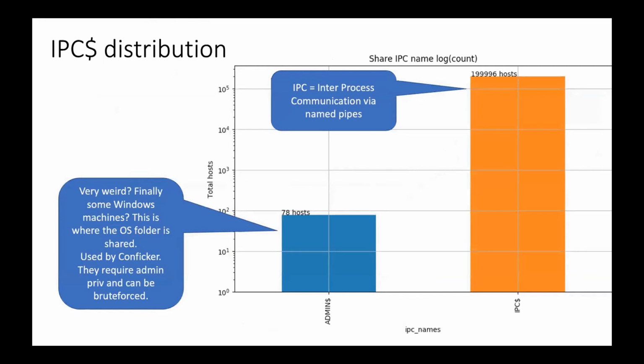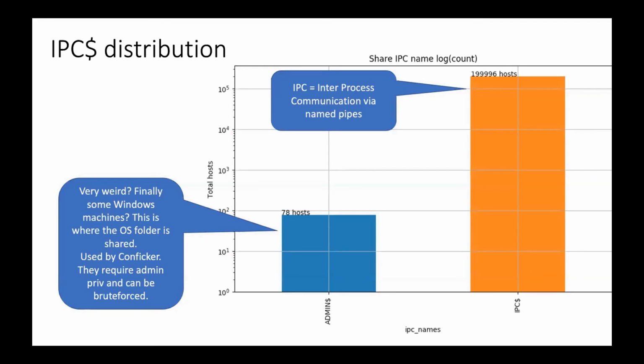Okay, so the other interesting thing was the IPC share. A lot of people probably remember that because it was used by Conficker. There was an exploit where essentially you can use that mechanism to own a box.